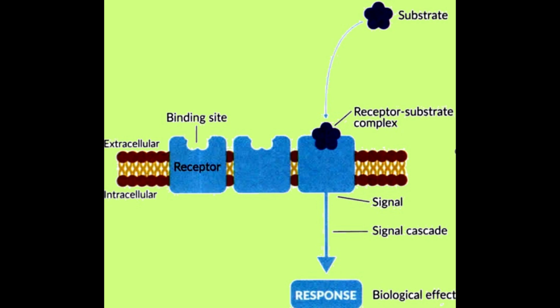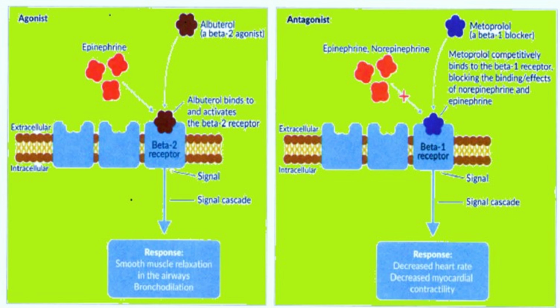So now let's see what are agonists and antagonists. The substrates that bind to the receptors can be either agonist or antagonist. An agonist activates the receptor, triggering a response. For example, albuterol, a beta-2 agonist, binds to the lung receptors and helps relax the airway muscles, making breathing easier. That helps in asthma.